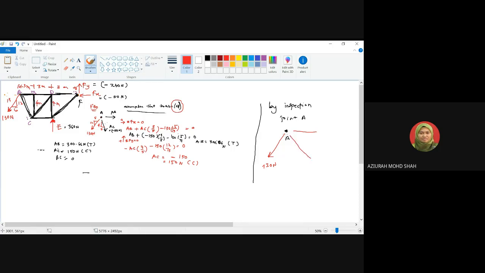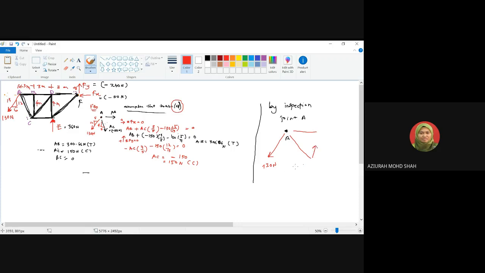So kalaulah kita cuma ada 2 sahaja force ataupun 2 sahaja tempat yang memberikan komponen Y, 430 komponen Y dia negatif. Jadi untuk AC komponen Y dia sepatutnya positif. Why? Because dia ada 2 saja, jadi satu mesti negatif, satu mesti positif. So saya dah tahu Y saya ni akan ke atas.